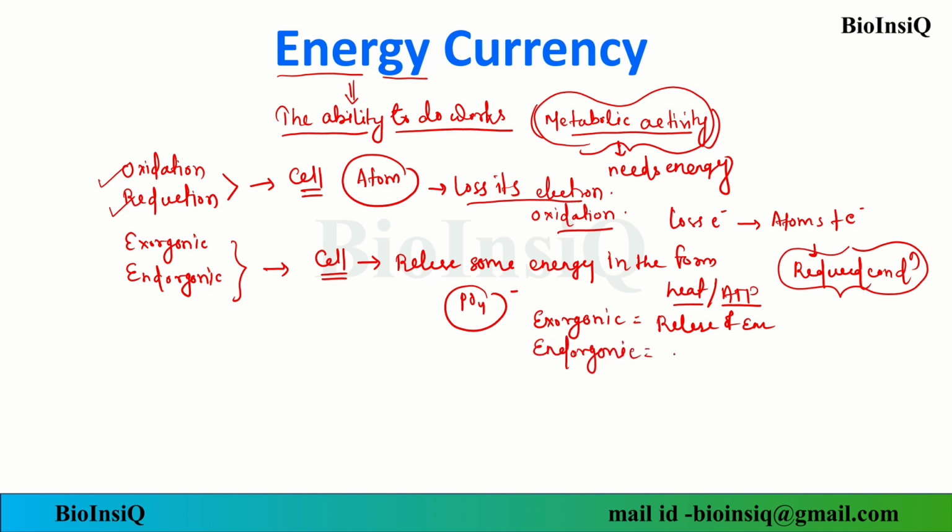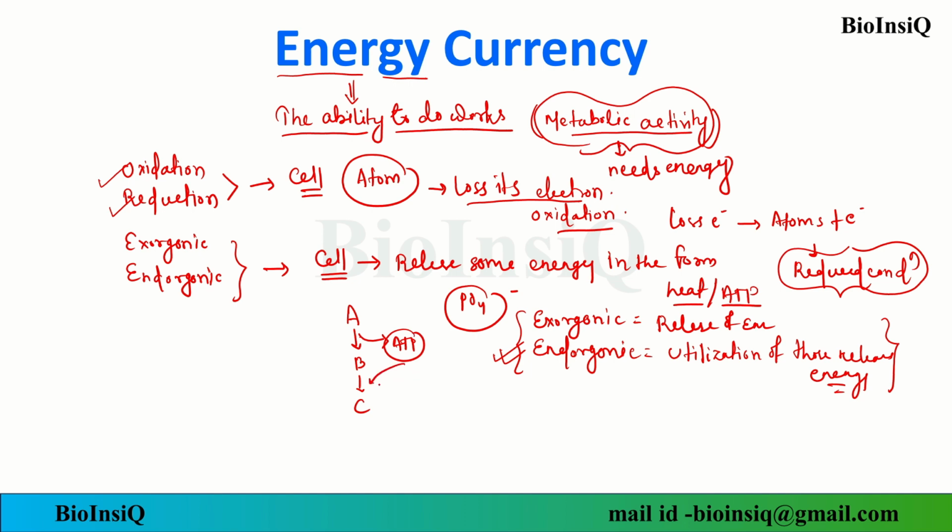So what is an endergonic reaction? It is basically the utilization of that released energy, right? So absolutely, it is a give and take scenario. Once a cell releases energy, simultaneously there are other cells or other metabolic activities which also need that energy, right? So if there is a reaction A to B to C, the conversion of A to B may release ATP, which may be utilized in the B to C reaction. So this is called exergonic, and this reaction is known as endergonic, right? So it's a basic understanding.